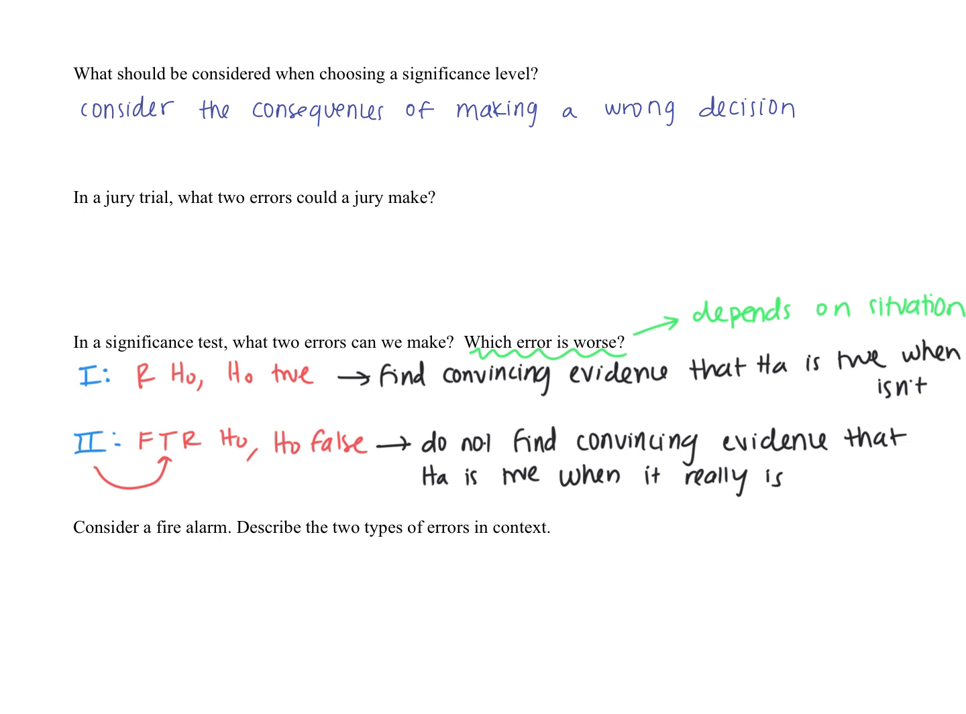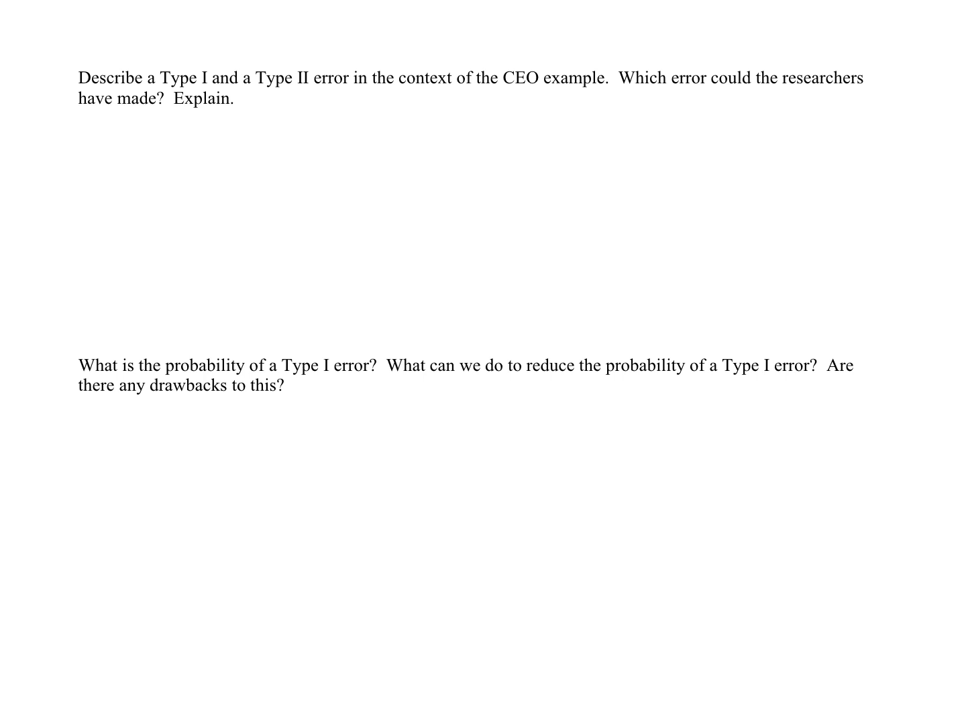Okay, let's do a quick example and then we're gonna move on. We're gonna describe a type 1 and type 2 error in the context of the CEO example. And which error could the researchers have made? Okay, the CEO example, if we remember, our null is that the proportion of corporate CEOs born in June and July is 2 out of 12. And then we were looking for evidence that that proportion was actually less than 2 out of 12.